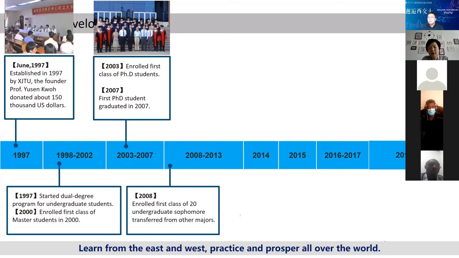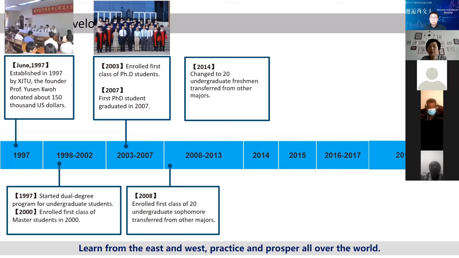Afterwards, in 2008, our president encouraged us to open a new program, which is called Quantitative Economics and Finance. It's an undergraduate program, combined with some other universities to be a comprehensive university. At that time, we just transferred 20 students from other majors to be a class for undergraduate study.